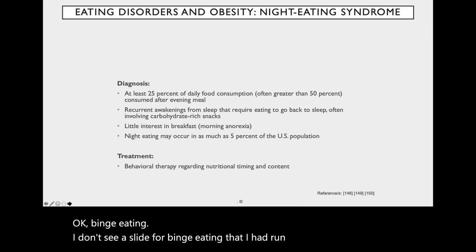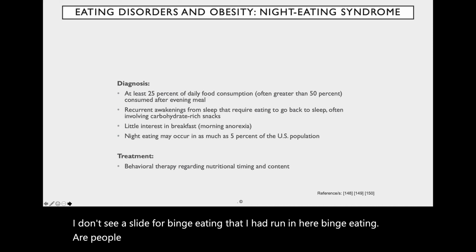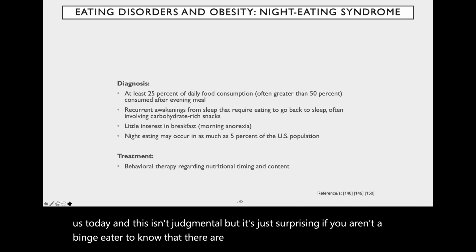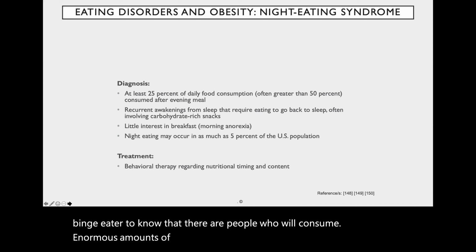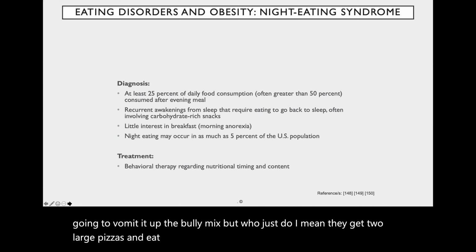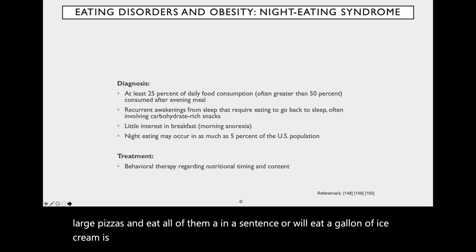Binge eating, no kidding. Maybe we have binge eaters with us today, and this isn't judgmental, but it's surprising if you aren't a binge eater to know that there are people who will consume enormous amounts of food. And I'm not talking about people who are then going to vomit it up, the bulimic, but who just do. They get two large pizzas and eat all of them in a sitting, or will eat a gallon of ice cream. It's not unusual.